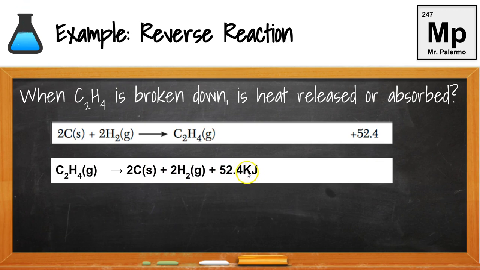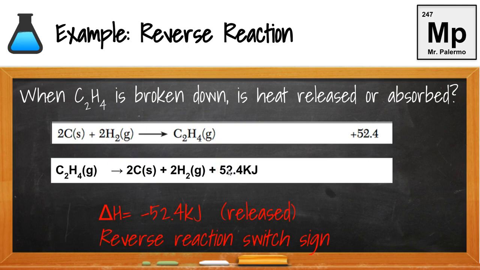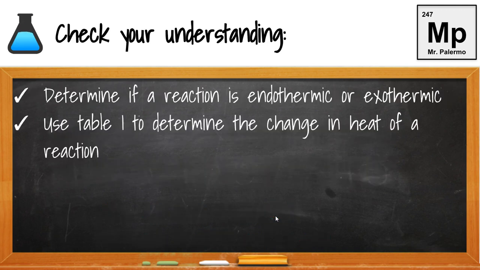And so what did we do here? Well, now we have energy on the right-hand side. Here, energy was on the left. We were absorbing. Now it's on the right. We are producing or releasing, which makes it exothermic. So in essence, when we reverse the reaction, the number stays the same. We just switch the sign. So negative 52.4 kilojoules of heat energy is released in the breaking down of C2H4.